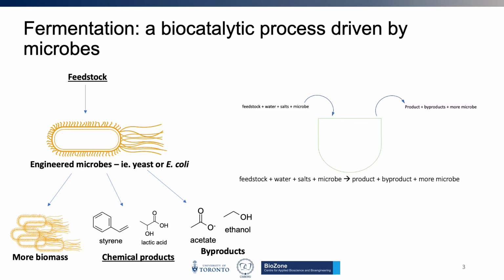The engineered microbe, which is prepared using the techniques that you learned in the wet lab section of this series, such as CRISPR, acts as a biocatalyst. A biocatalyst is a living organism that speeds up a chemical reaction. In this case, the overall chemical reaction that needs to be sped up is the reaction that converts the feedstock, for example, glucose, into a chemical product such as styrene or lactic acid.